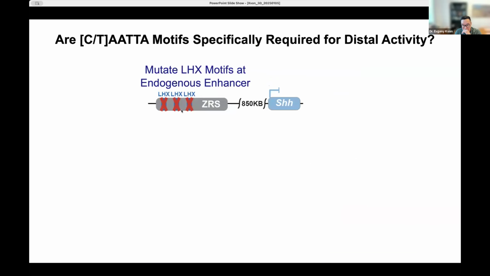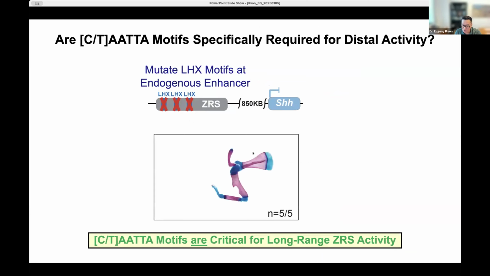However, when we removed those motifs at the endogenous location, and this experiment took forever because we had to remove 3 different motifs at the endogenous enhancer, this resulted in a complete loss of sonic hedgehog function in the limb. So these LHX, CTA, TTA motifs are critical for long-range activity of the ZRS, but not short-range activity.